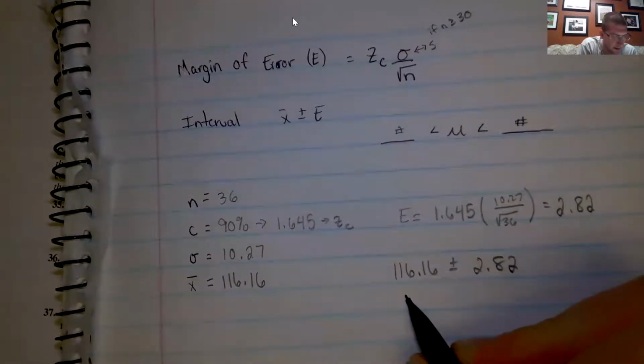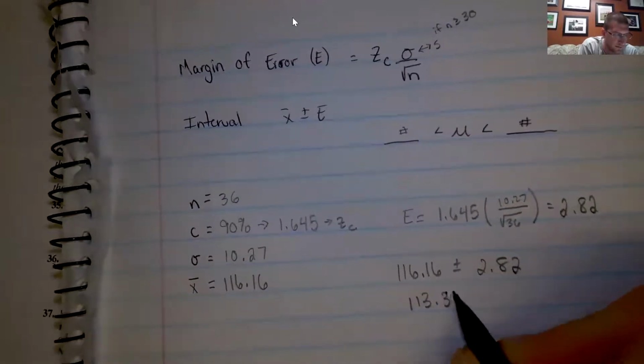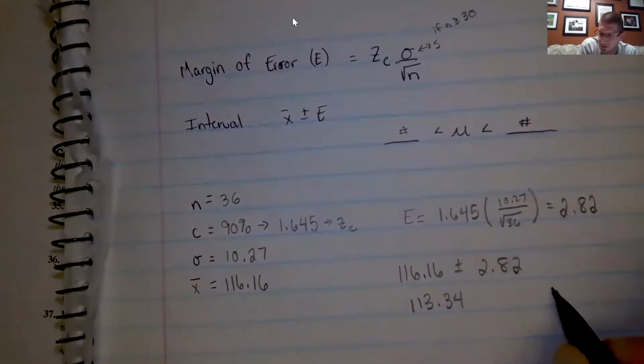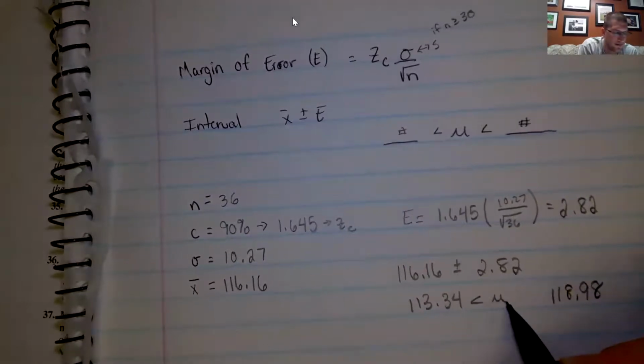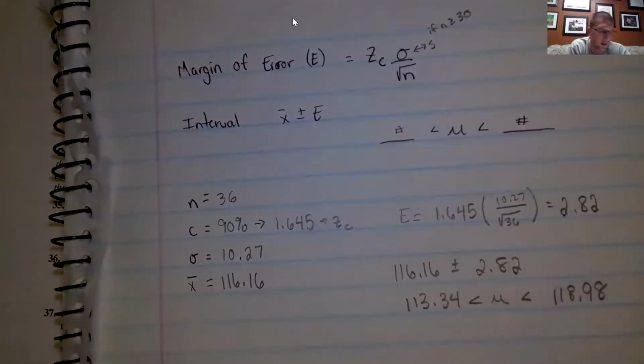Should give me something like 113.34 to 118.98. Remember, we're putting mu in the center, so mu is greater than 113.34 and less than 118.98. So that's my interval, margin of error, interval, confidence level. That's what we went over before you left.